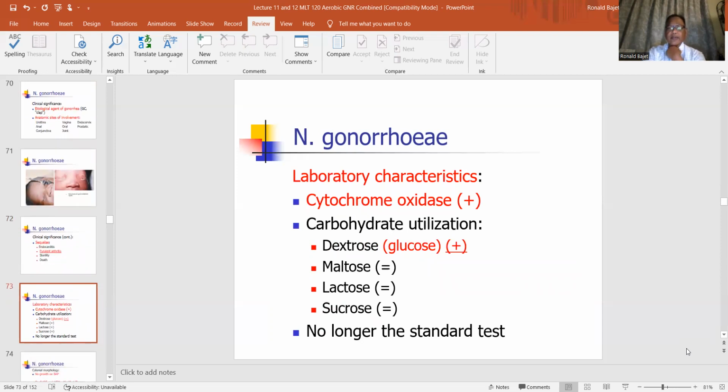All right, for the Neisseria species, make sure you know the carbohydrate patterns. So for Neisseria gonorrhoeae, that's the first one I'm going to talk about. It goes glucose, maltose, lactose, and sucrose. So for Neisseria gonorrhoeae, it's glucose positive. One way to remember that is G goes with G. Neisseria gonorrhoeae is glucose positive.